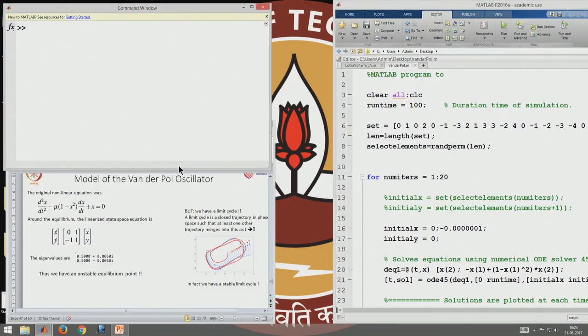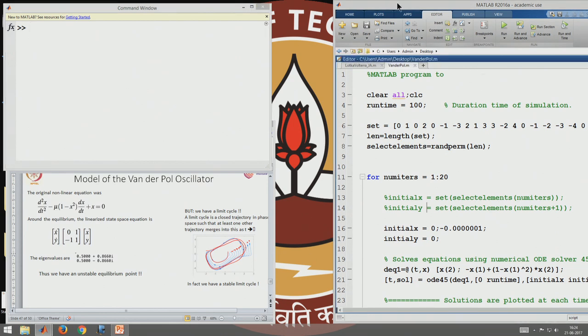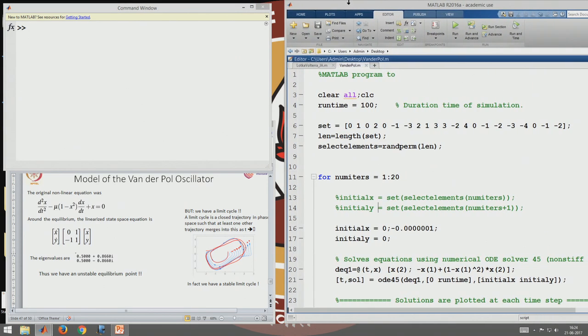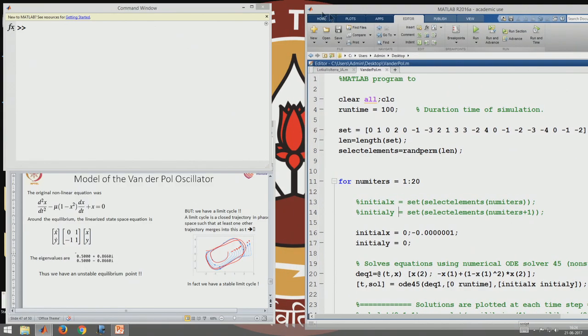Okay. What we saw with the van der Pol oscillator is that the eigenvalues are in the right half plane, which means the equilibrium point is unstable. Now, I have got this small MATLAB code, again like the predator-prey problem. We will be sharing the code with all of you.